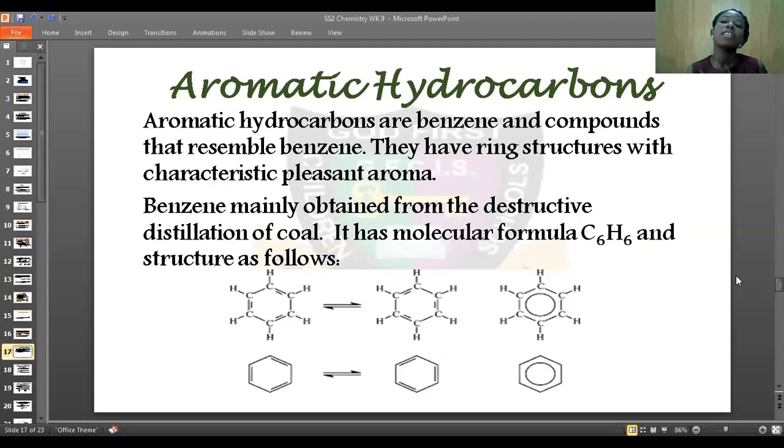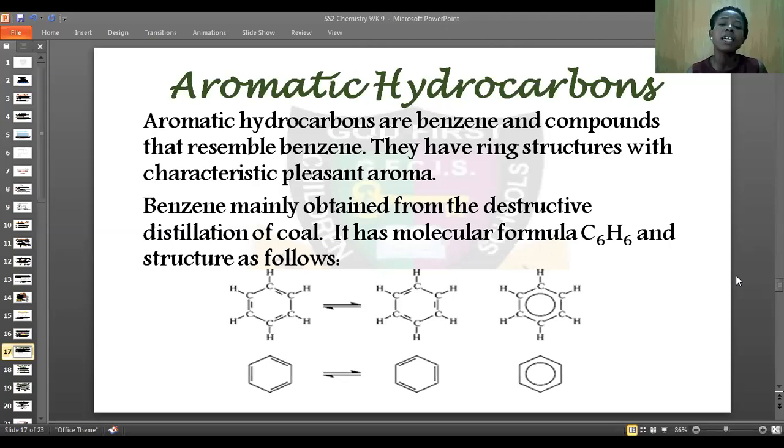Good. So now let's look at aromatic hydrocarbons. Aromatic hydrocarbons are benzene and benzene compounds. That means compounds that resemble benzene. So they have a ring structure and they have a characteristic pleasant aroma. Now, benzene is mainly obtained from the destructive distillation of coal. Benzene is the most important compound in this aromatic hydrocarbon, although others are important, other molecules follow the benzene structure.